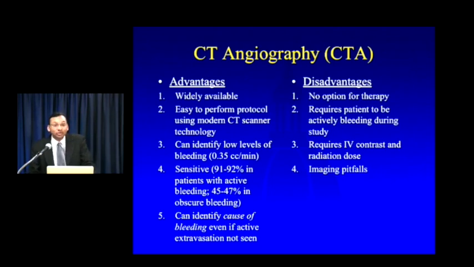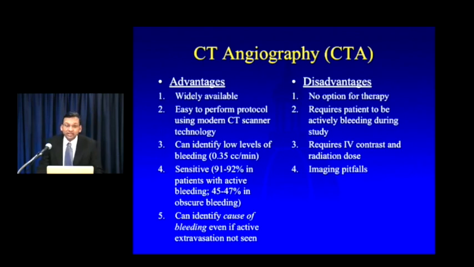It's widely available. Any ER in the country is essentially going to have a CT scanner. You don't need any special training either for the radiologists or for the technologists to perform the study. It can essentially be performed easily using standard protocols on any modern CT scanner. It's relatively sensitive. So you can detect levels of bleeding that are certainly much better than angio and not that much worse than a tagged RBC scan, perhaps as low as 0.35 cc's per minute.